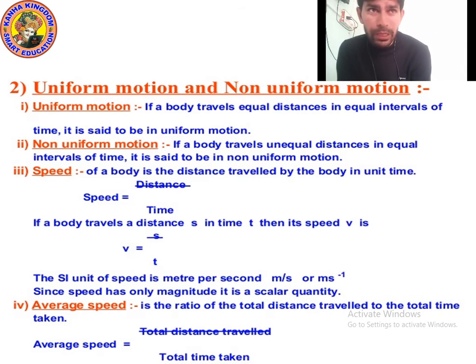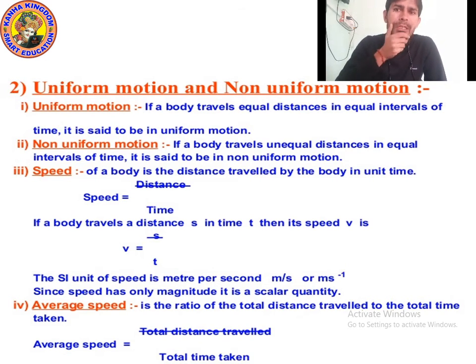Suppose you have been given the value of distance in kilometer or meter, and you have been given the time. Then you can add the whole distance and add the total time, then divide them, and you will get the average speed. So the formula for average speed is total distance traveled upon total time taken, and the formula of speed is distance upon time. Yes, I hope you understood. Now let's move on to the next point.